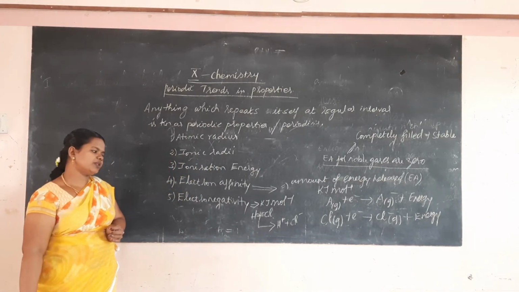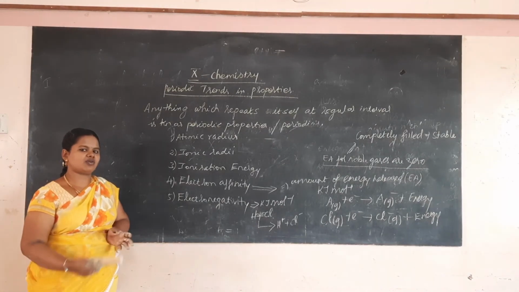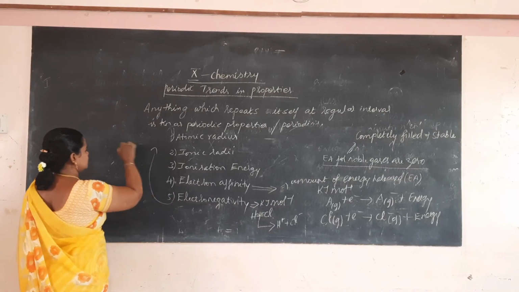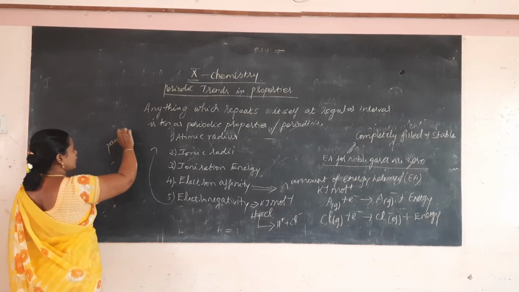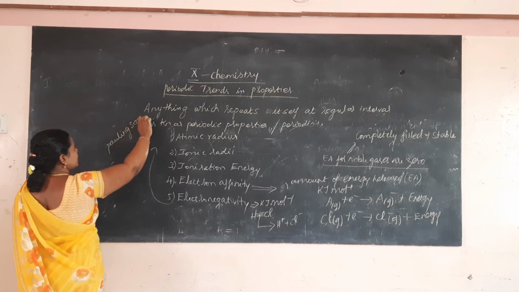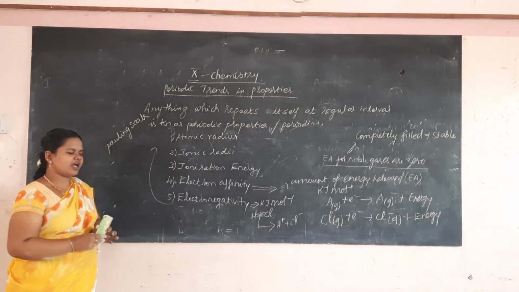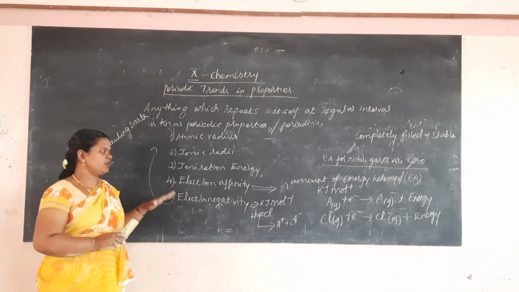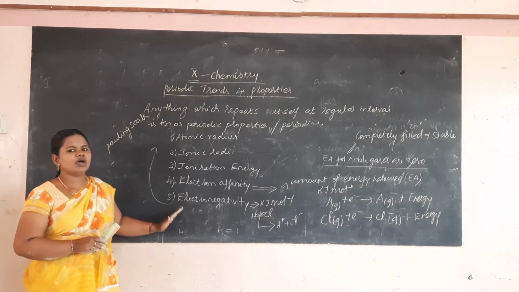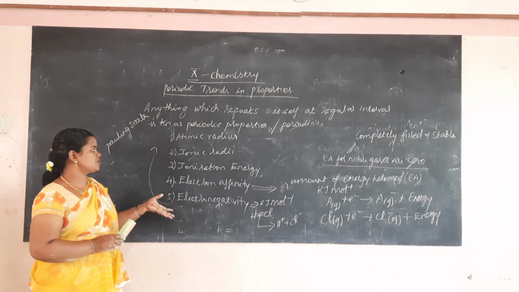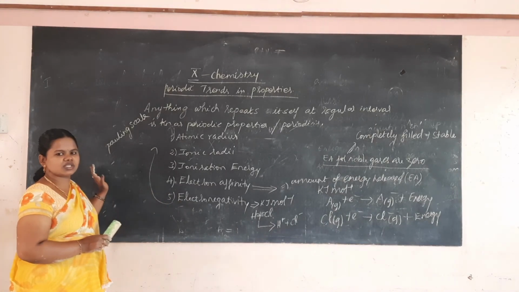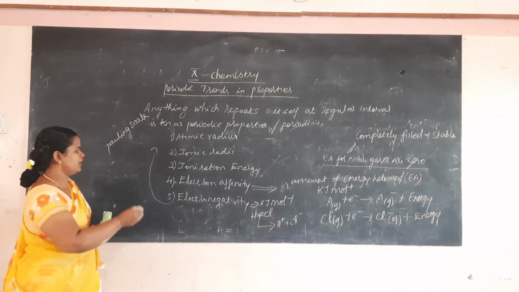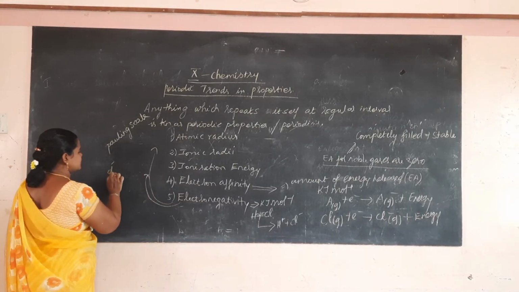Then what about the measure of electronegativity? The electronegativity can be measured using the Pauling scale. So the Pauling scale is very important. From the values of bond energy, ionization energy and electron affinity we can measure the electronegativity. So using this Pauling method or Pauling scale we will measure the electronegativity.